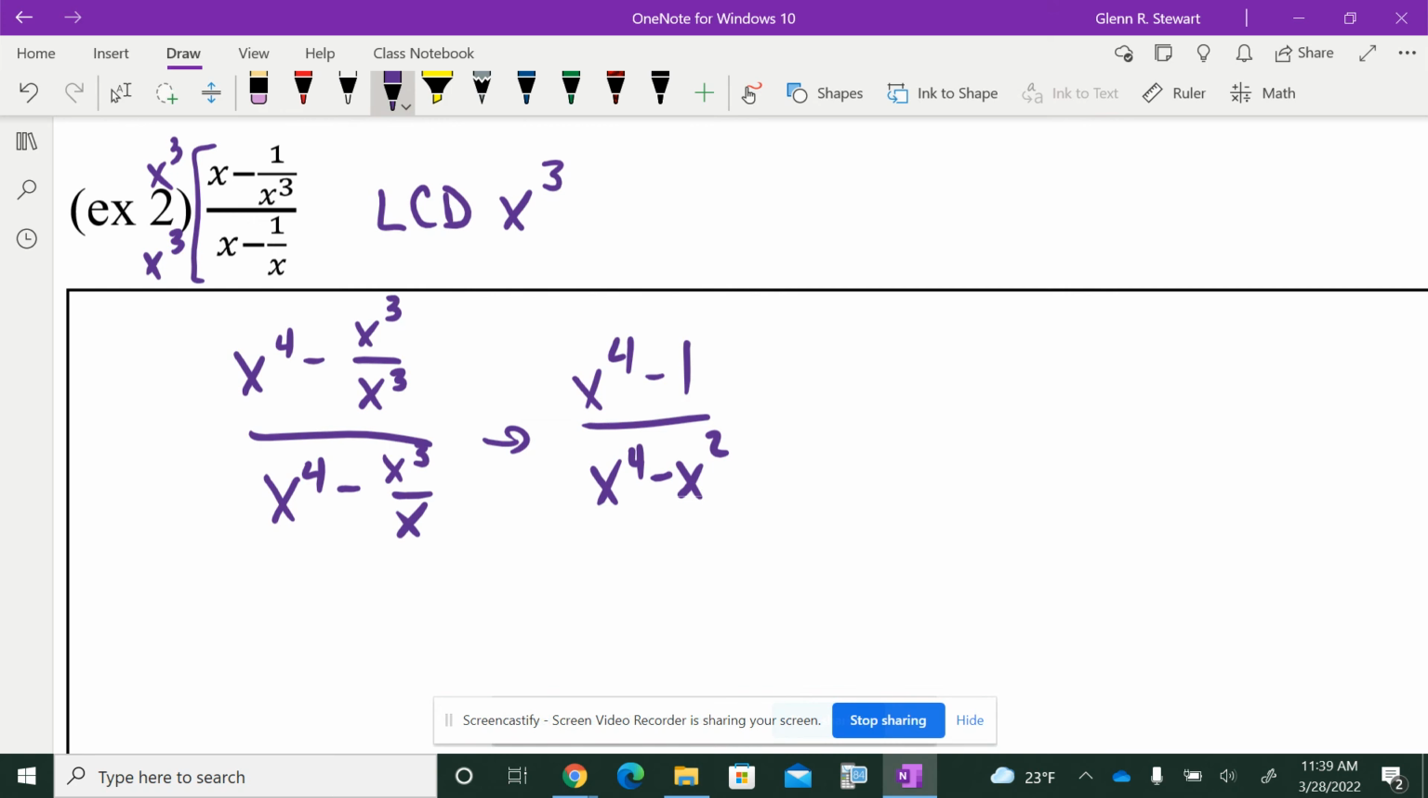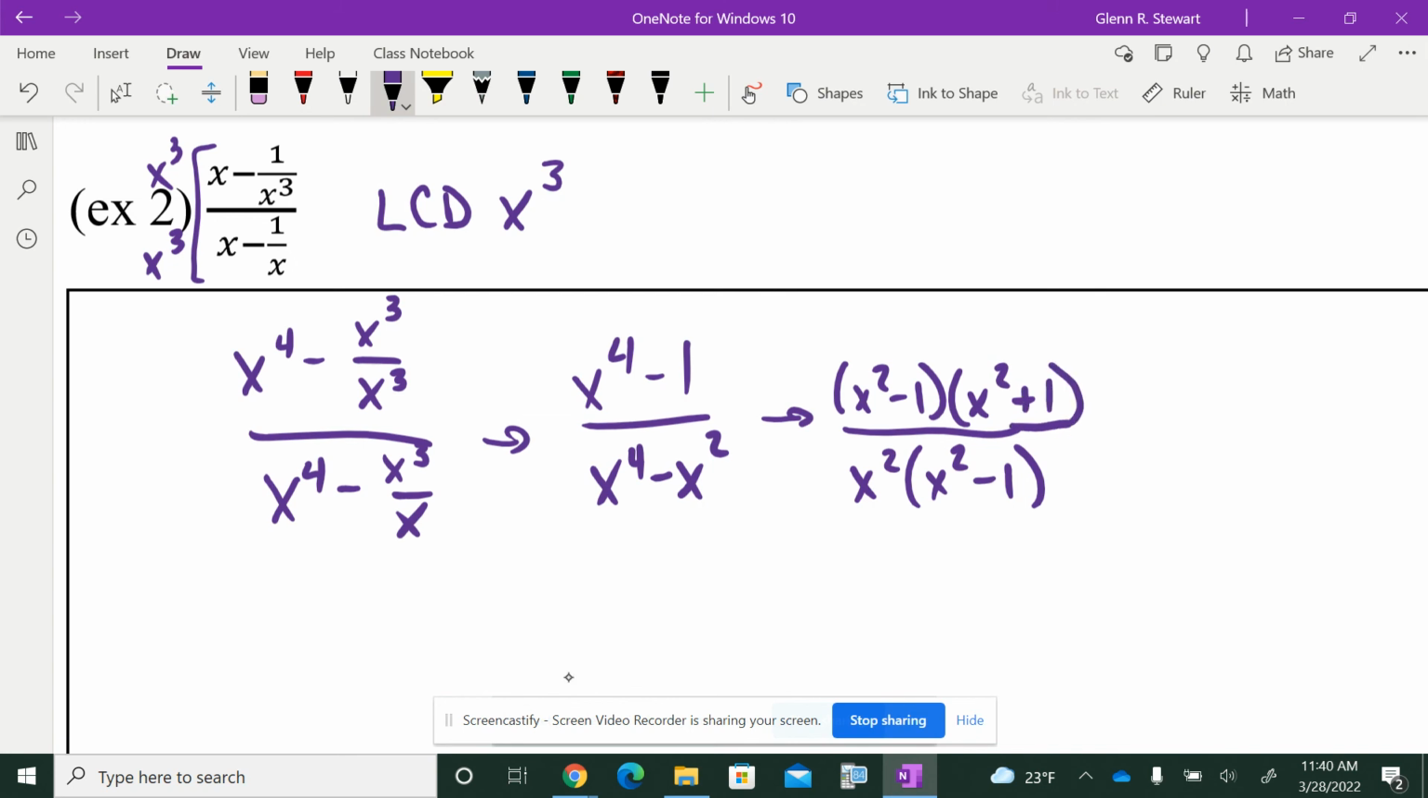Yeah. You can take an x squared out of the bottom. That's a good start. So let's do that. We've got x squared, and then we have x squared minus 1. What about the top? Can I simplify that? Yes. Into what? It's a perfect square thing. Good. x squared minus 1, x squared plus 1. Okay, x squared minus 1, x squared plus 1. Yeah, it's called difference of squares.